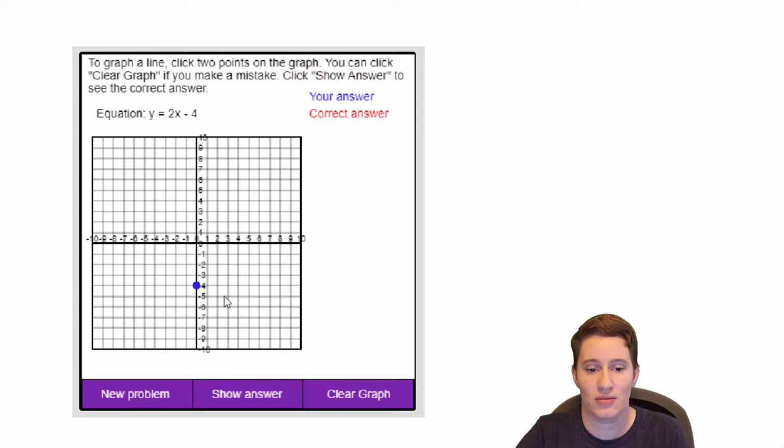Okay, let's do this one, y equals 2x minus 4. So I put a dot at negative 4. What if I accidentally get my slope wrong? So what if instead of going up 2 and right 1, what if I accidentally do it backwards? So this is another wrong answer. If I click show answer, I can see, okay, I got my y-intercept right, but for some reason my slope is wrong. And the idea would be to look at this and go, oh, okay, I should have gone up 2 over 1. I did backwards of that.